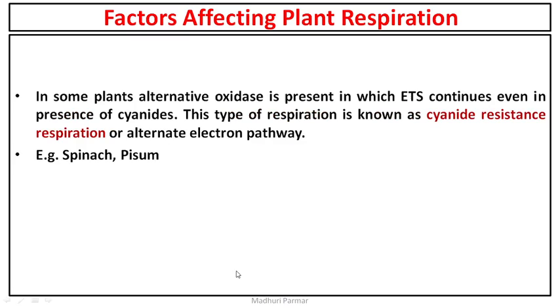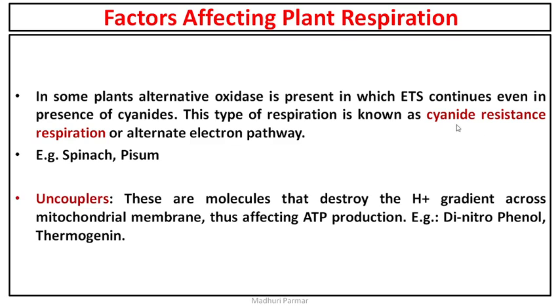And here we end the chapter. There are some things which are given in your material which I noticed, which are just mentioned here if you want to find out. In some species such as spinach and pisum, which is pea, there is something known as cyanide resistant respiration, which means even in the presence of cyanide, the respiration will go on. They are not affected by cyanide, so that is called cyanide resistant respiration.